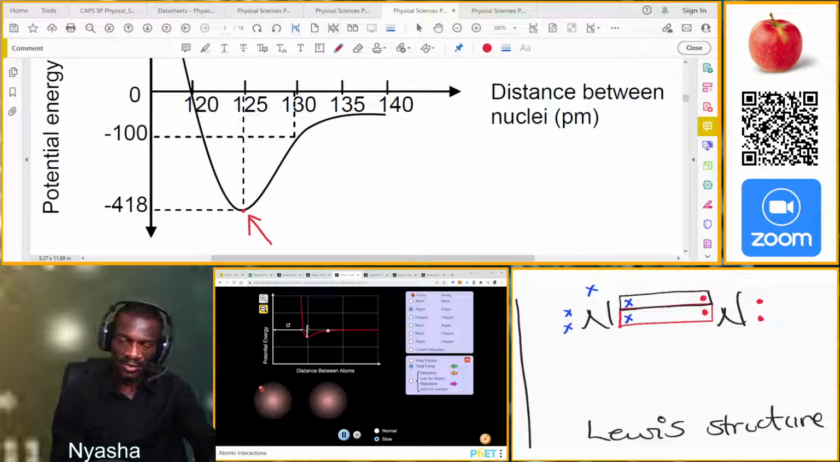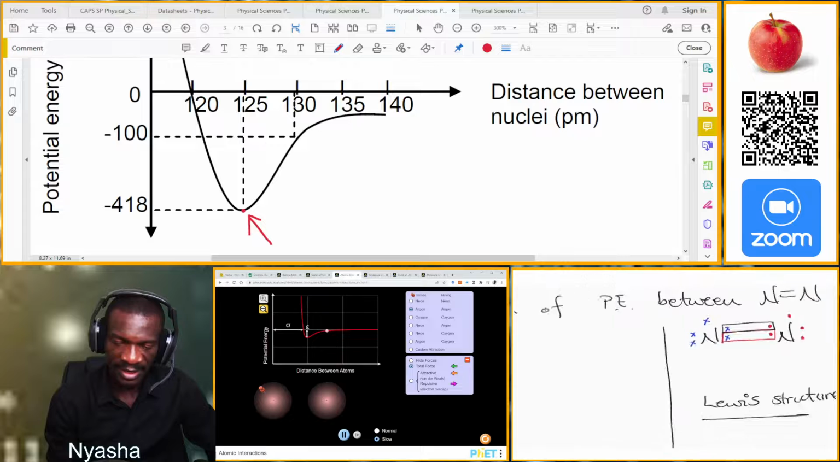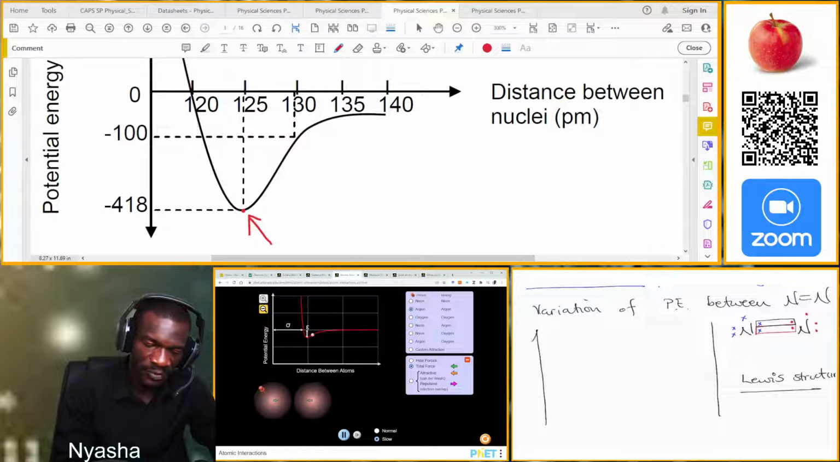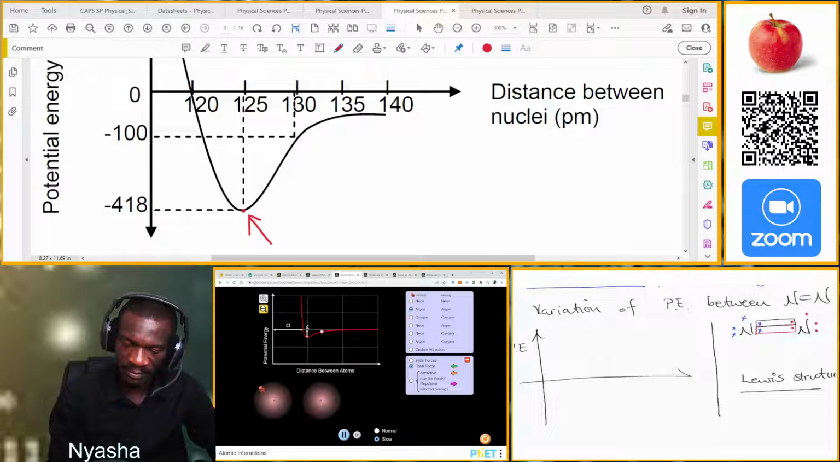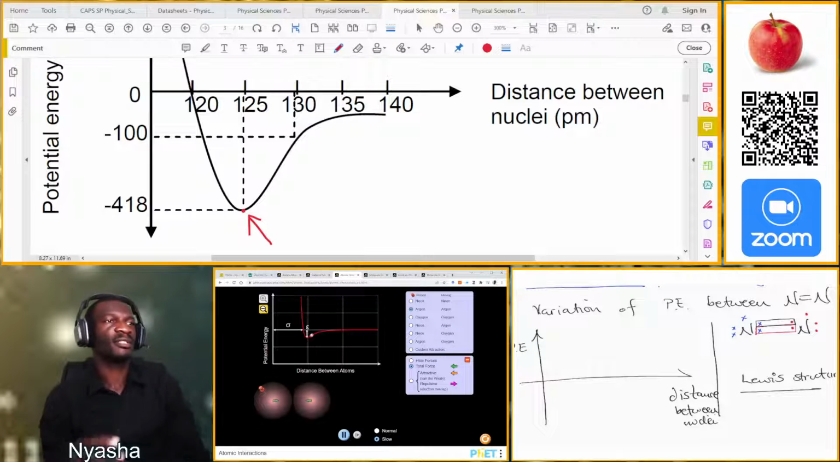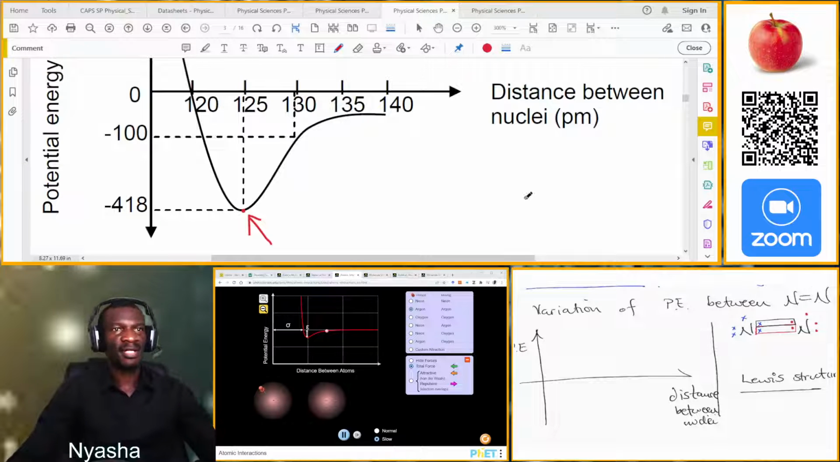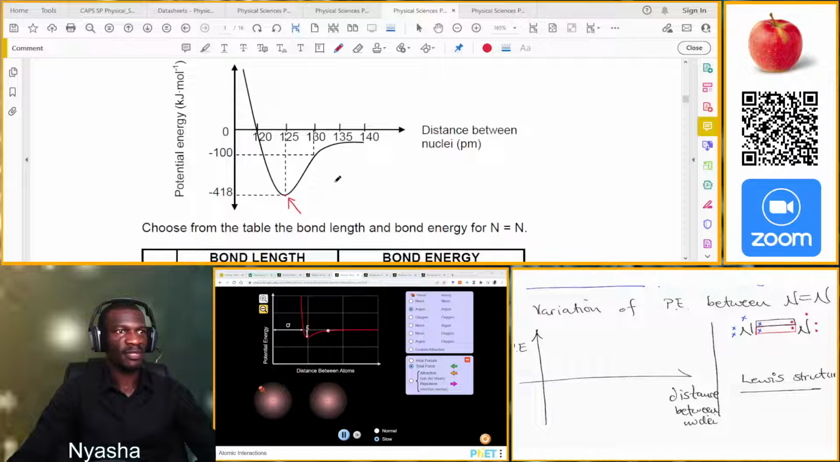Okay, so that was our Lewis structure. And then what we had was the graph. So this is just a graph of the potential energy as a function of the distance between the nuclei. I think this one covers the meaning of this graph.